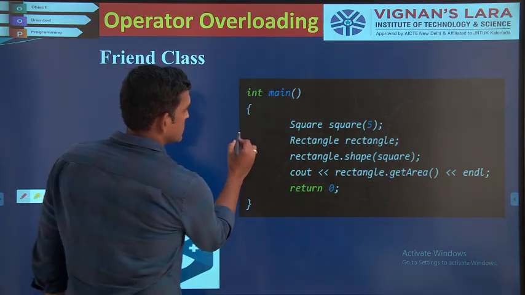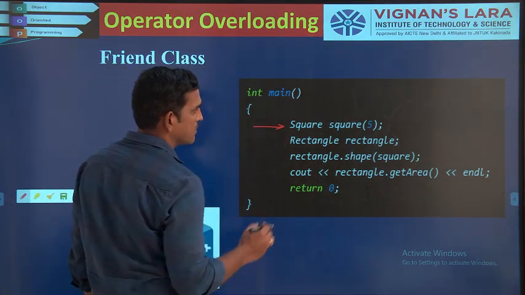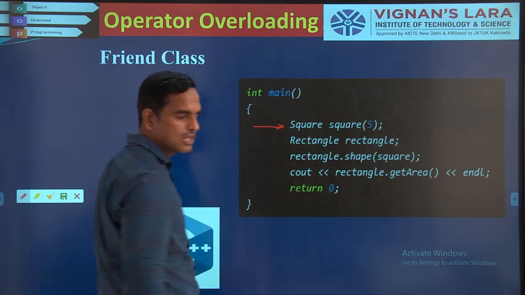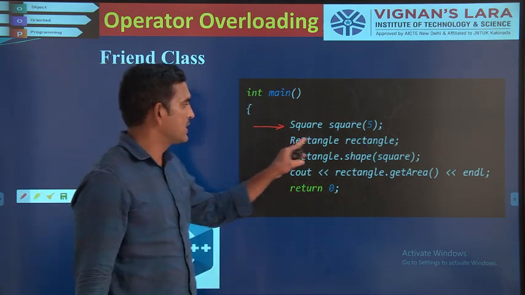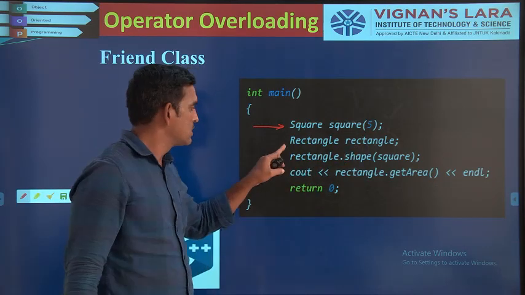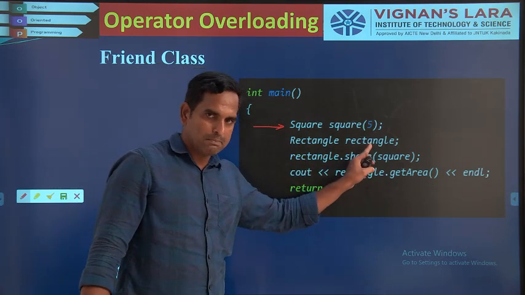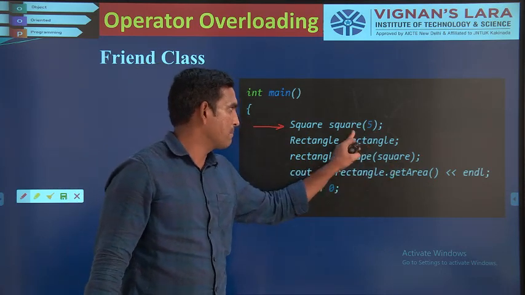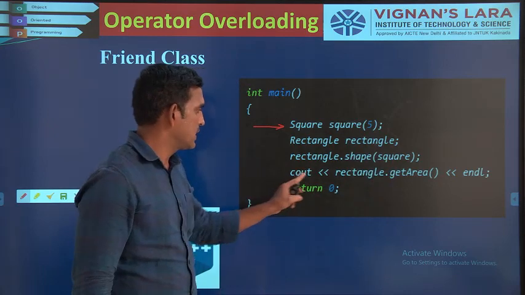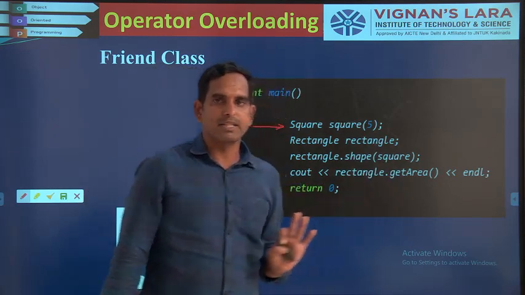So if you see the actual main, how it is happening. I have done the same thing: I am creating a square object and passing the side value as 5. Then I am creating the rectangle object and I am using the rectangle object to call the shape method. Inside the shape method I am passing the square object. Then I am calling the get area method.